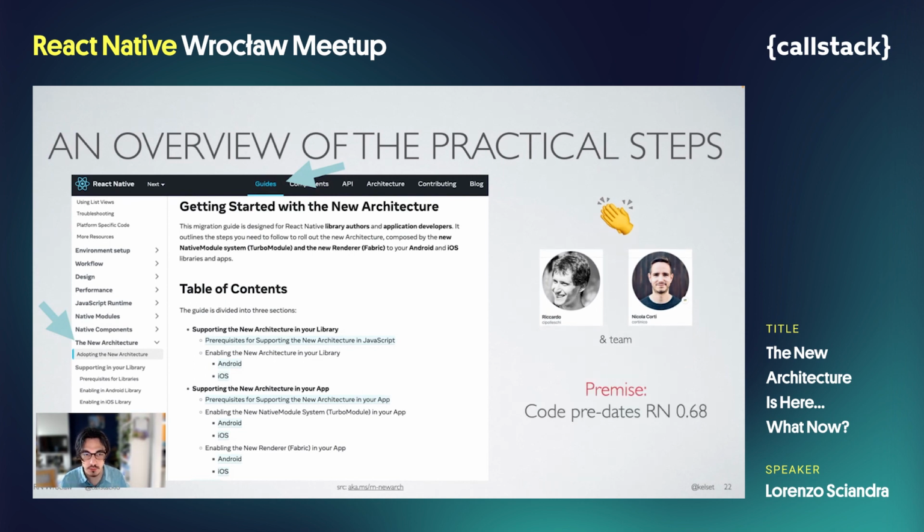One more premise: let's assume that your code base, for the sake of what I'll be talking about later, predates 68. So you built your app or your library before React Native 68, simply because from 68 onward is when some base code is already in place for the new architecture. But for the sake of our conversation, it doesn't really affect too much. I just wanted to make this premise anyway.